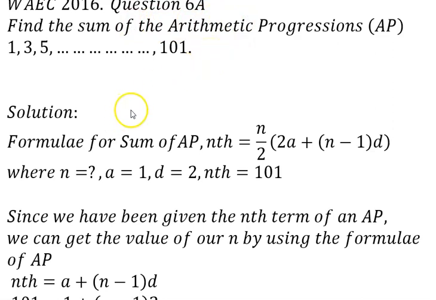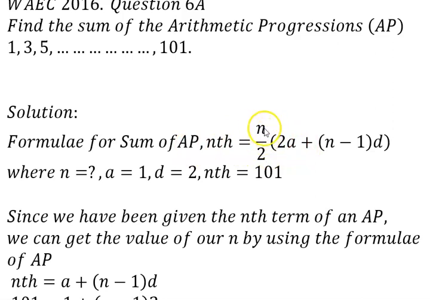Our n. So let's use what we have here. The formula for the sum of an AP, we know it already. We've said it over and over again. Now, our n, we don't know. Our a is 1, that's the first term. Our d, that's the common difference, 2. Our nth term, 101. And we have to look for the what? Sum of the AP. So we have every other detail, but we don't have our n. So we can't solve this.